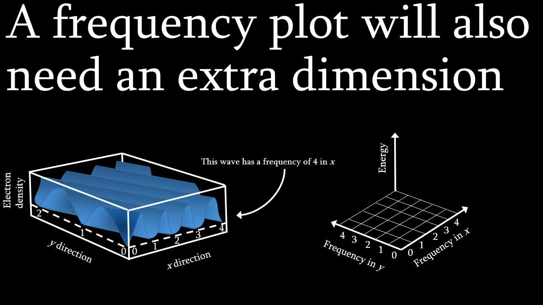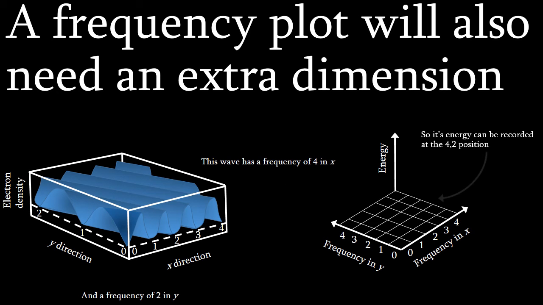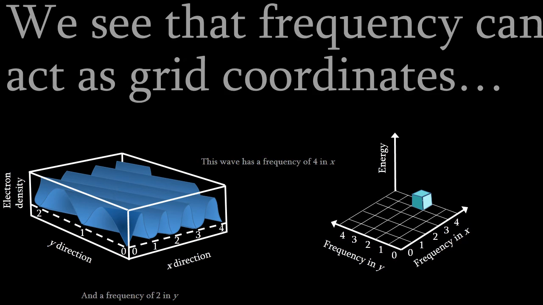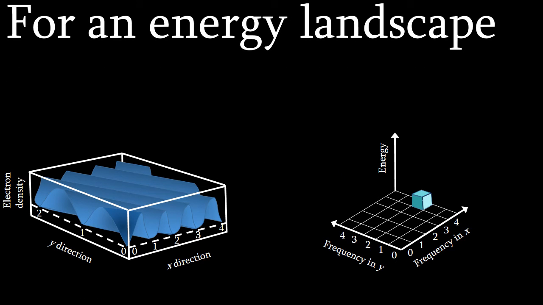This wave has a frequency of 4 in the x direction and a frequency of 2 in the y direction. So its energy can be recorded at the 4, 2 position. We see that frequency can act as grid coordinates for an energy landscape.